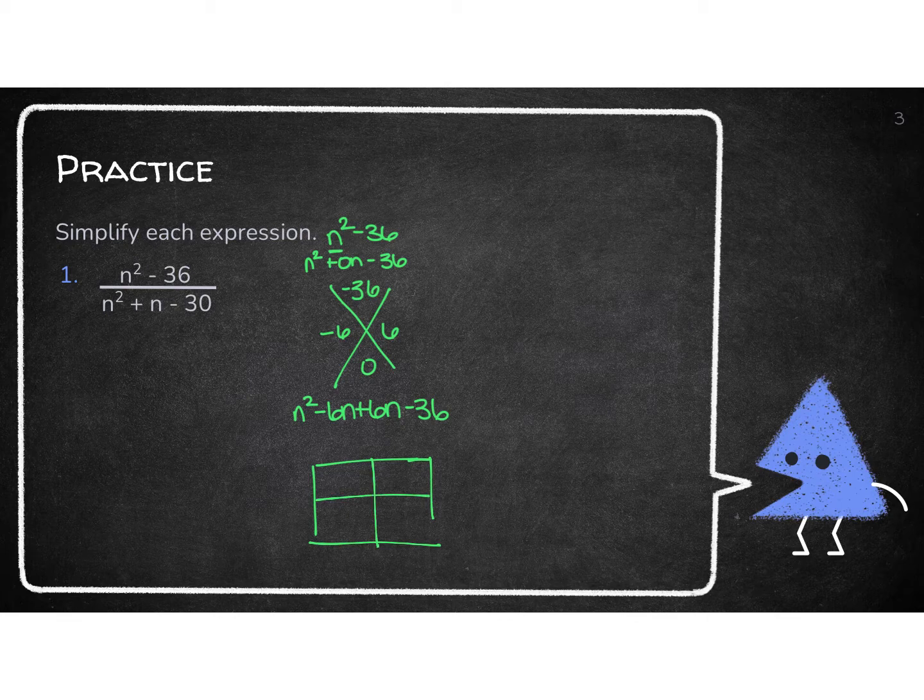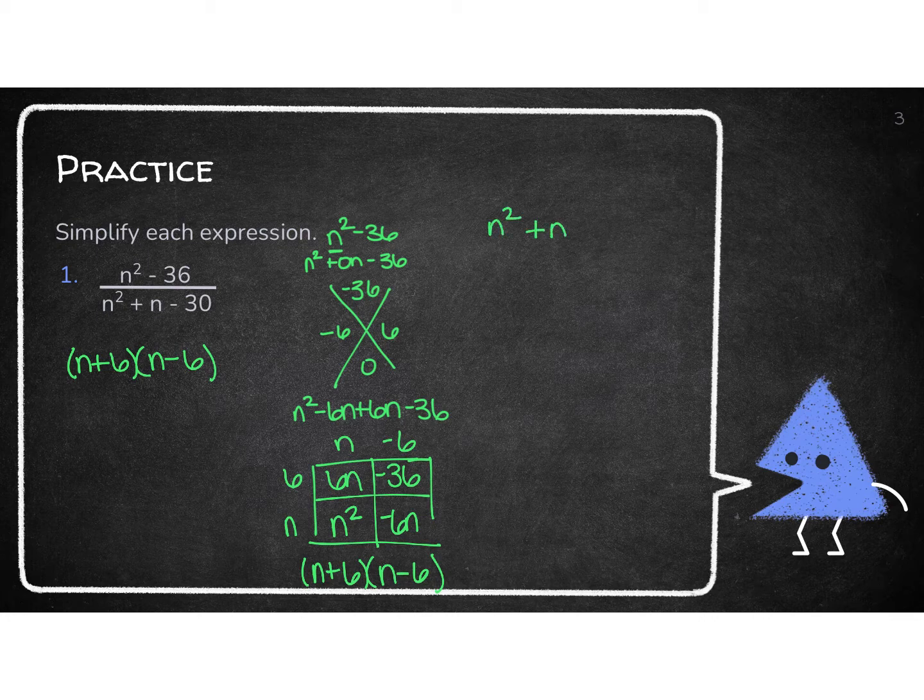Okay, so now we're going to plug everything in: n squared, 6n, negative 6n, negative 36. Pull out those GCFs, and you're going to end up with the top being written as n plus 6 and n minus 6. Okay, so that whole top is all I worked with right now. So I have n plus 6 and n minus 6 on the top. So now I'm going to look at the bottom of this equation. I have n squared plus n minus 30. We're going to deal with that as a separate problem.